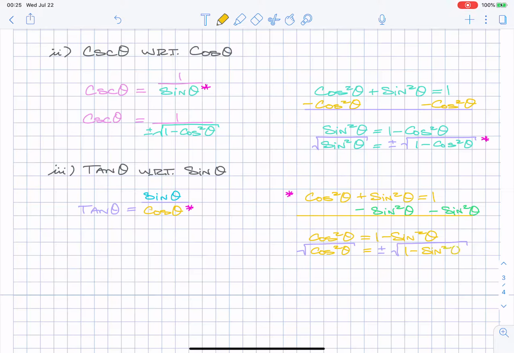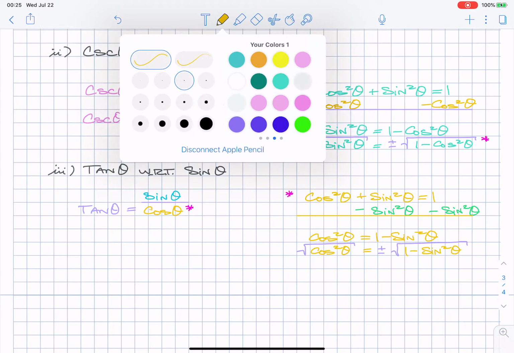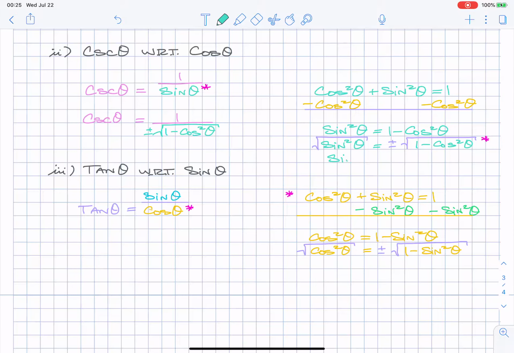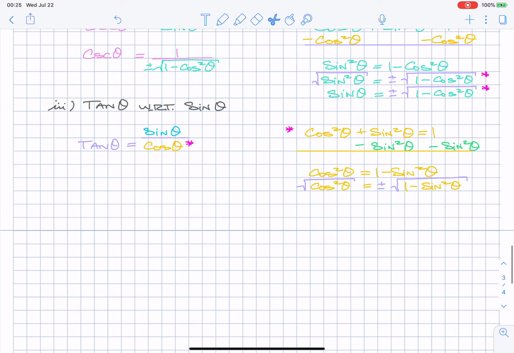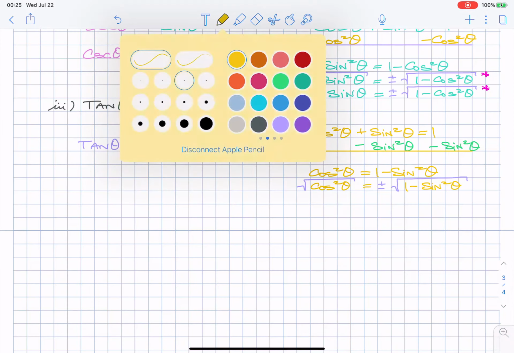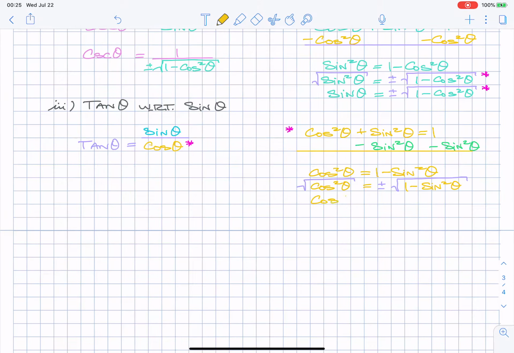So actually, I should have probably written that thoroughly here. So this is simply sine of theta is equal to plus or minus square root there. Okay, and I'll do the same thing here. I'll just simply write cosine of theta. When you take the square root of something squared, you just get what's inside. Will be plus or minus the square root of 1 minus sine squared of theta.